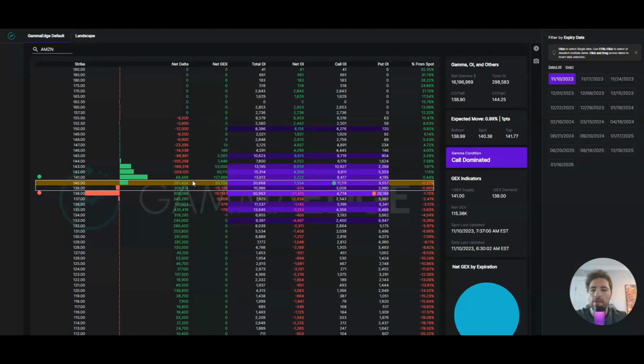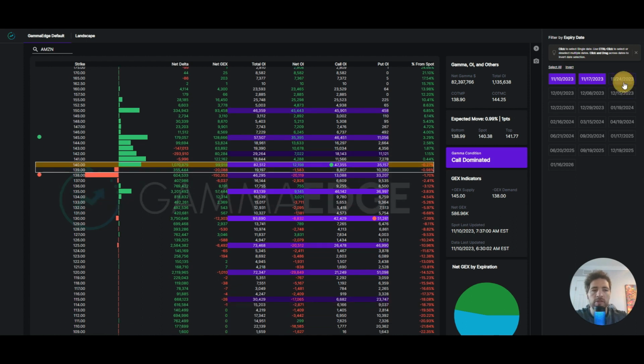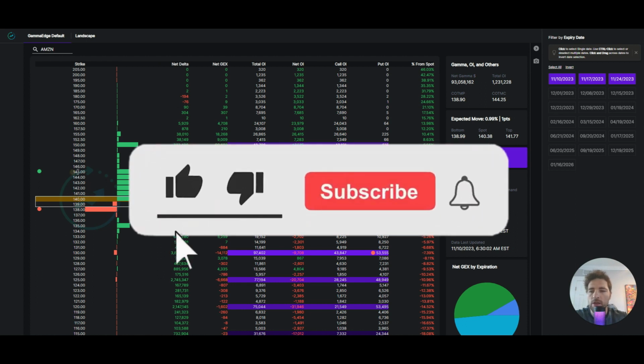Looking at 0 DTE, a lot of the action is centered around where we are. Bringing in next week, I see the improvement in structure at 145, 150, in the money, out of the money call dominated. So a constructive look there. And then just continuation higher. If we can break through this P-Trans level and hold it, then I would expect 145 and potentially 150.